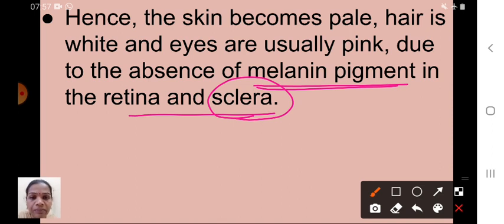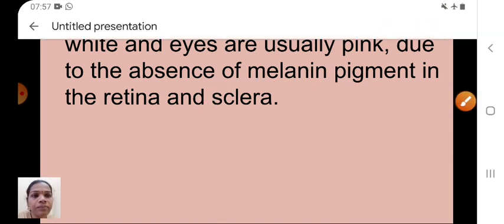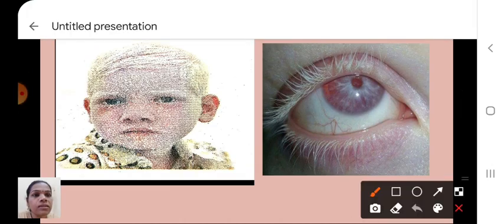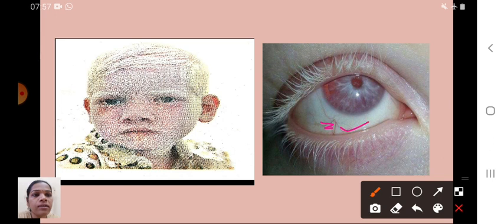Okay, so due to the absence of this melanin pigment, the retina and sclera look like pink color. Yes, see here, children, this is the sclera. Okay, and here it is a pink color, and see this hair. Yes, it is a pale color, isn't it? Yes, so these are the symptoms of albinism. So I hope you understood what is albinism and what are the symptoms. Shall we go to next now?